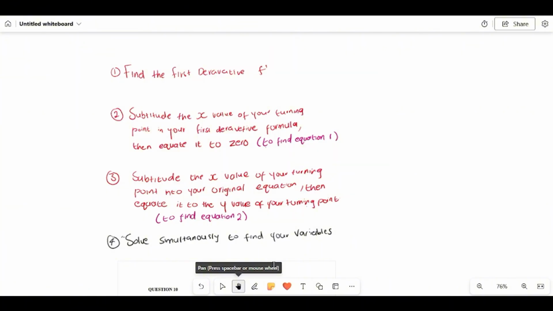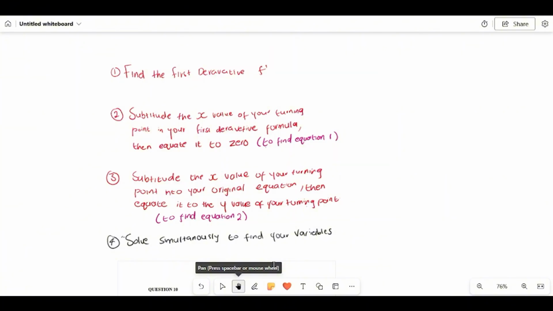Now, step 3, we need to substitute the x value of the very same turning point we chose into the original equation. Now we're no longer substituting it into the derivative formula, right? We're going to substitute it into the original equation. But now what's the difference afterwards? We need to equate this to the y value of the turning point. So steps 2 and 3 are the most important steps.